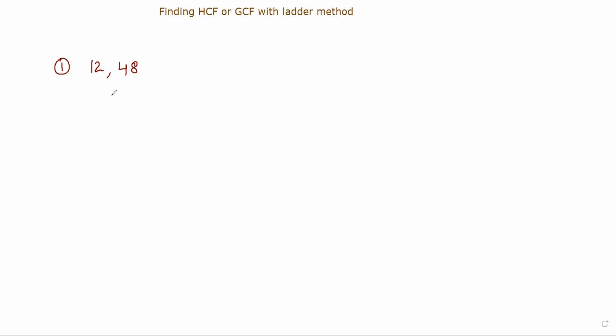There are various methods of finding the HCF. I'm not discussing the factor method here, where we usually write all the factors of 12, like 1, 2, 3, then 4 and so on. I'm not discussing that. I'm just here to discuss how to find HCF with the ladder method.